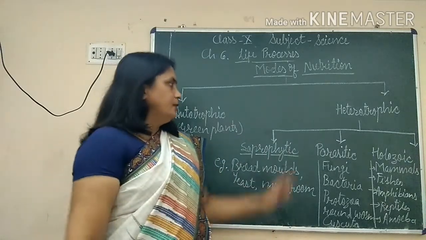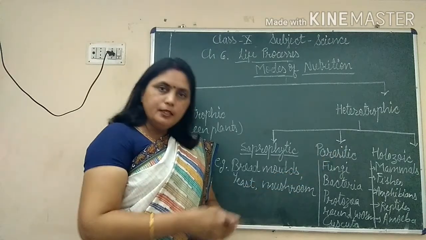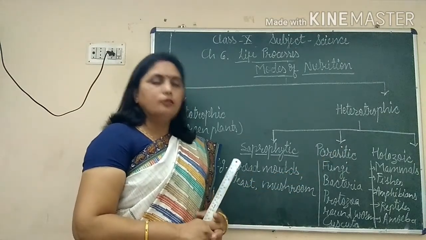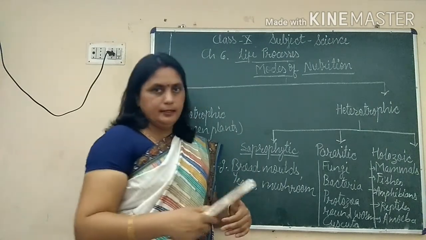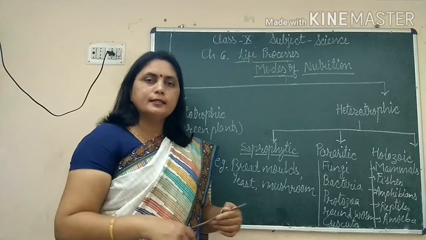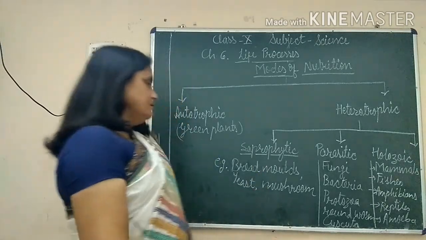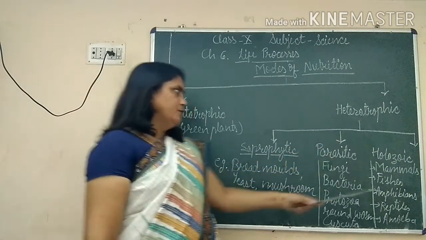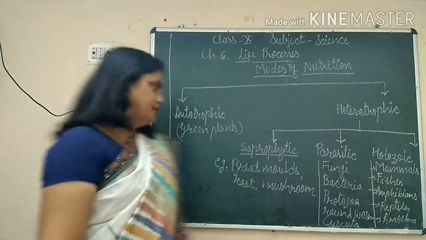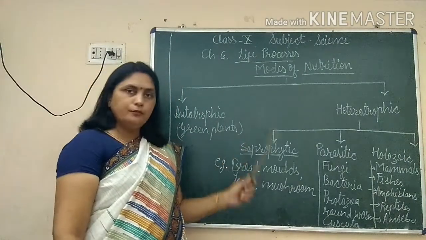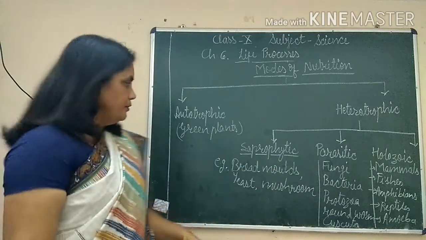I repeat, the heterotrophic mode of nutrition is the mode of nutrition in which living organisms get their nutrition from other organisms. Now these other organisms may be plants or some other animals. Now this heterotrophic mode of nutrition can be divided into three main types. One is the saprophytic mode of nutrition, then parasitic and holozoic modes of nutrition.